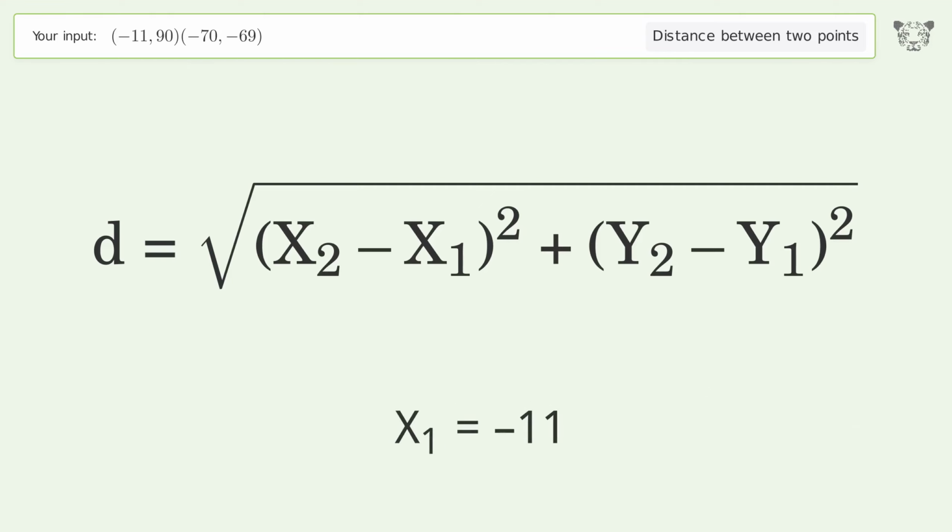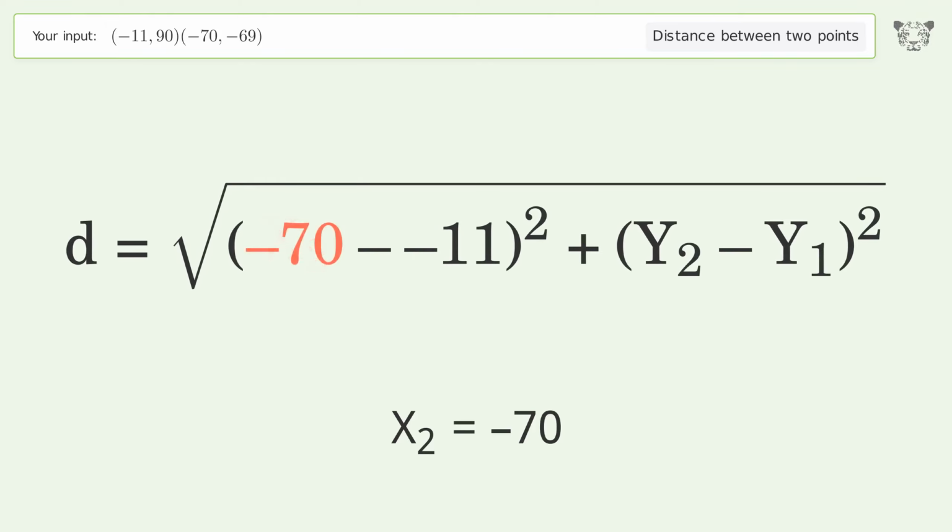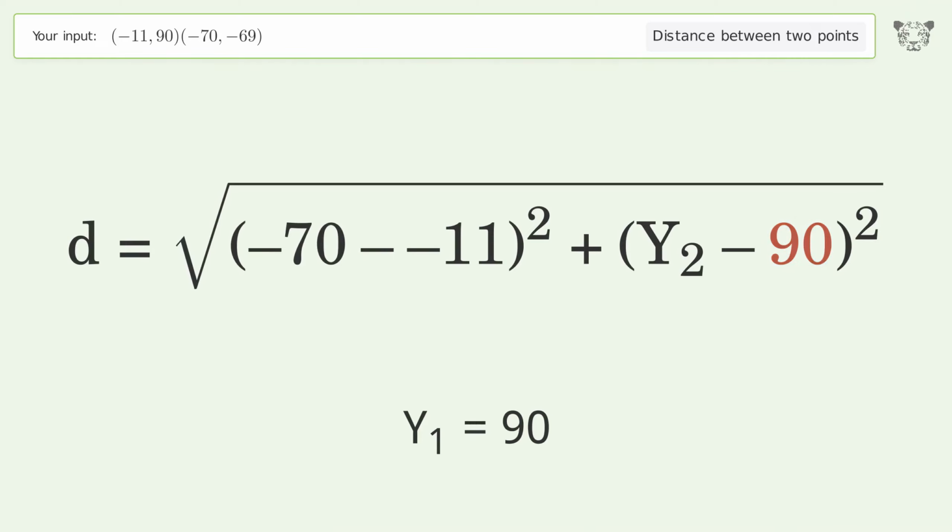x1 equals -11. x2 equals -70. y1 equals 90. y2 equals -69.